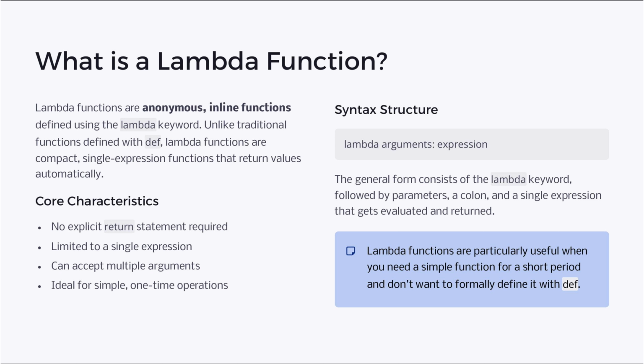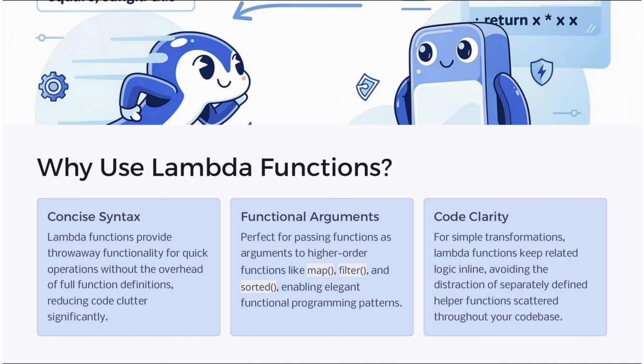Lambda functions are anonymous, inline functions created with the lambda keyword. They are compact, single-expression functions that automatically return values. Key features include no explicit return statement, single expression limitation, and the ability to accept multiple arguments. Ideal for simple, one-time operations, they follow the syntax: lambda arguments: expression. Lambda functions offer concise syntax, ideal for quick operations without full function definitions, reducing code clutter.